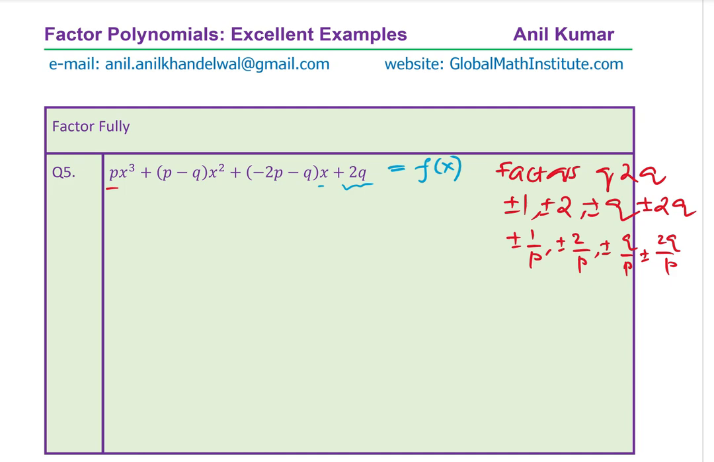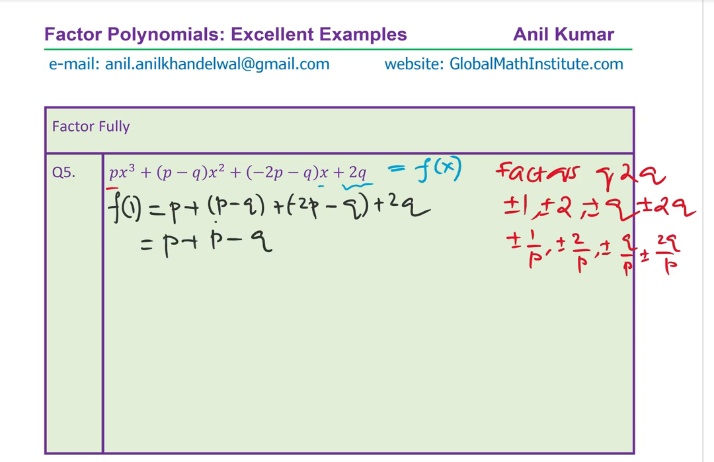Let us try one by one. So if I substitute 1 for x, we get p plus p minus q minus 2p minus q plus 2q. Let's open this bracket: p plus p minus q minus 2p minus q plus 2q. And that gives us p plus p is 2p, 2p minus 2p cancels, and as far as q is concerned, that also cancels, and we do get a 0. So for 1, we get a 0.